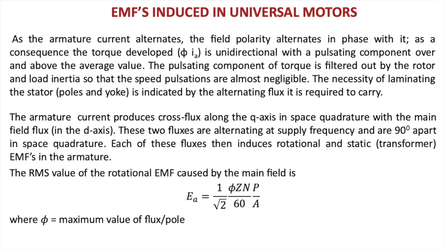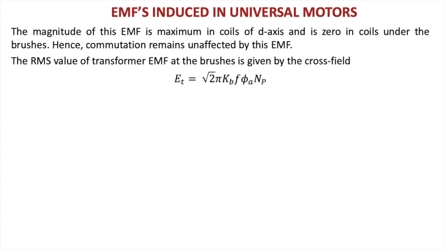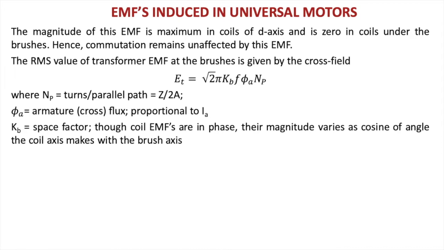Phi is the flux per pole, Z is the total number of conductors, N is the number of rotations in RPM, P is the number of poles, and A is the total number of parallel paths. The magnitude of this EMF is maximum in coils of the D axis and is 0 in coils under the brushes, hence commutation remains unaffected by this EMF. But the RMS value due to the transformer action at the brushes in the cross field is given by the transformer equation, which is equal to 4.44 kB, that is the winding factor, the frequency, flux in the armature and the number of turns. So we have given the nomenclature.